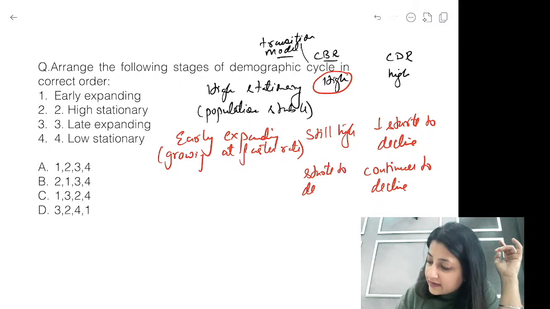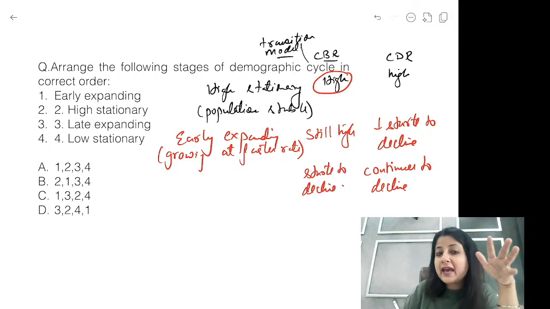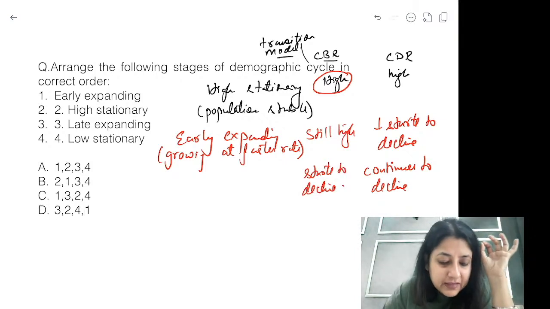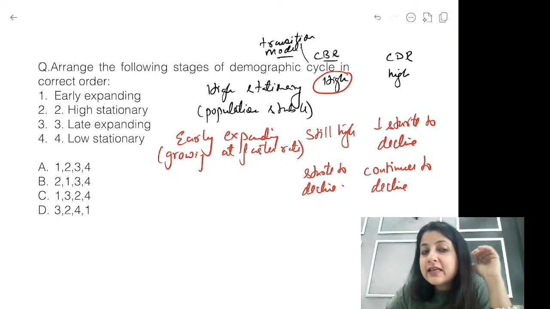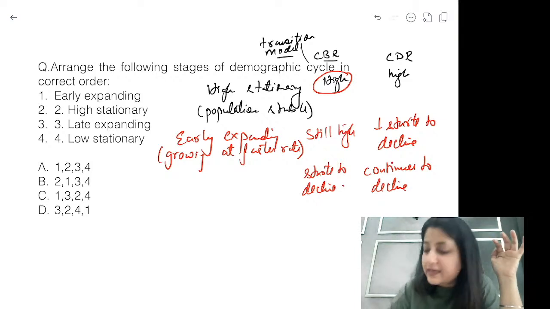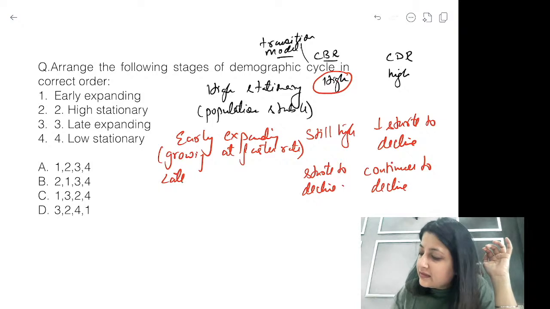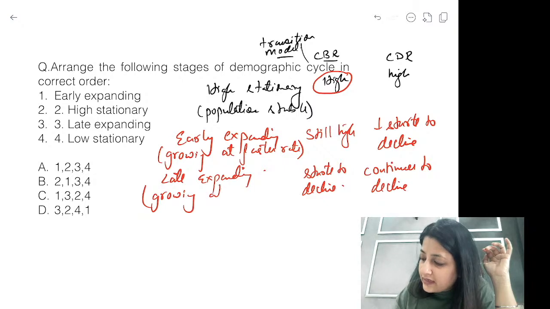So anybody can ask you, which is that stage where birth rate first starts to decline? That is the third stage, which is late expanding. The population is growing, but at a slower rate.